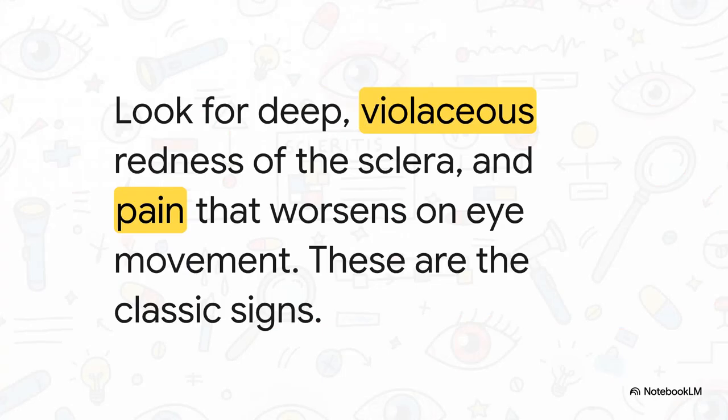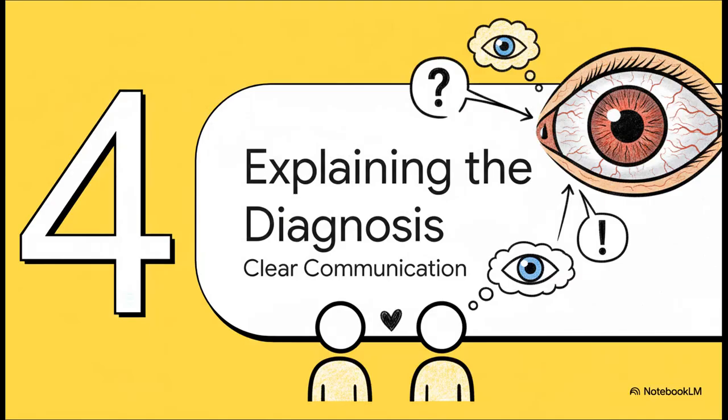On examination, you'll find the things that confirm what you suspected from the history. You're looking for a deep, purplish-red color on the white of the eye. We call it violaceous redness. And when you ask her to follow your finger, she'll tell you the pain gets much worse. That clinches it.